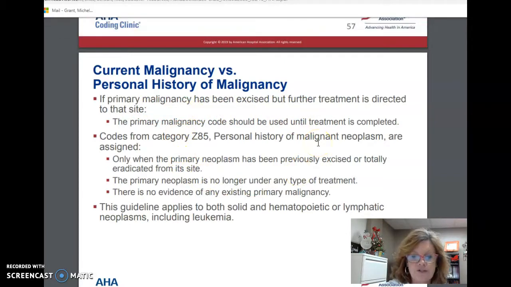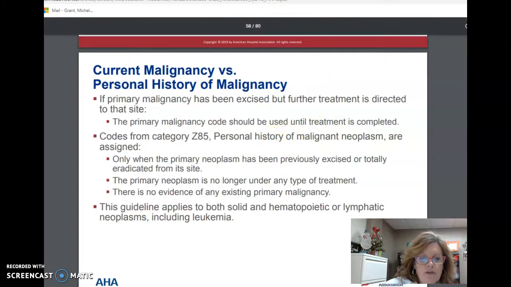Let's just say somebody went in for breast cancer and they had a bilateral mastectomy. Okay, but they're still being treated even though the breasts are gone. A year later, they're still getting chemotherapy. Okay, so you're going to code it cancer of the breast as normal. Okay, let's say after a year they're saying, hey, it's gone, you're in remission, we're done treating, we see no more cancer cells. And at that point, then you're going to code the personal history code.